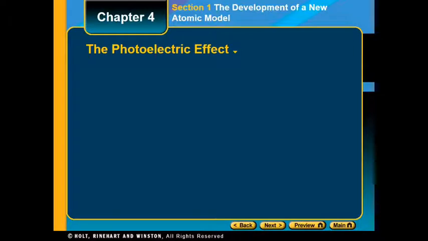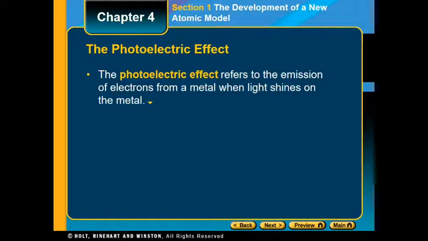Moving on to the photoelectric effect. Photoelectric effect. Its definition is referring to the emission of electrons from a metal when light shines on the metal. So when light comes in, shines on a piece of metal, electrons are knocked loose. That's where the word emission comes from.